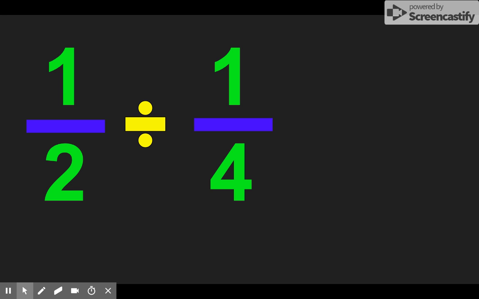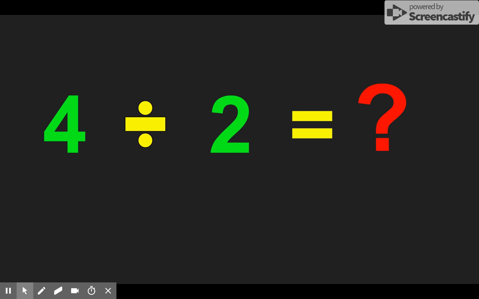When I look at this problem, the first thing I want to know is what does that even mean if I'm dividing 1/2 by 1/4? Let's back up a step and look at what it means to divide any numbers. Let's use some whole numbers, some nice happy round numbers like 4 and 2. What happens if I divide 4 by 2? Well, what I'm really asking is how many groups of 2 are there in 4?